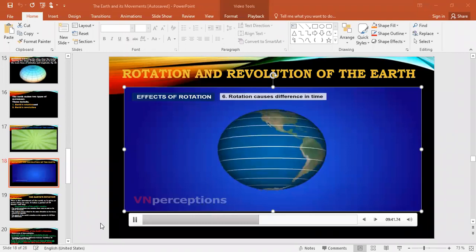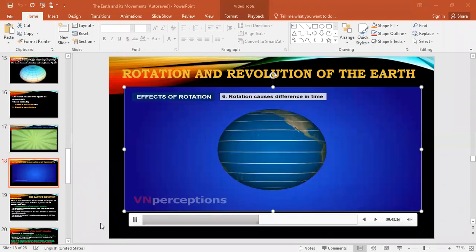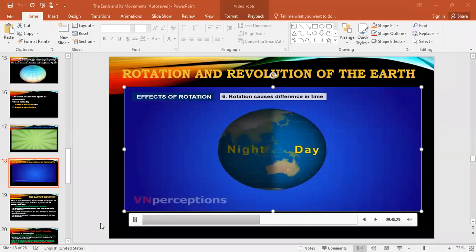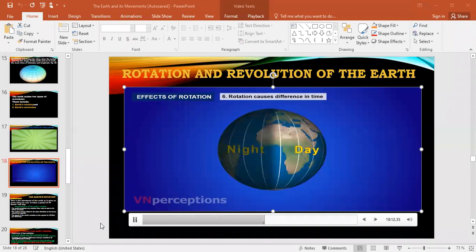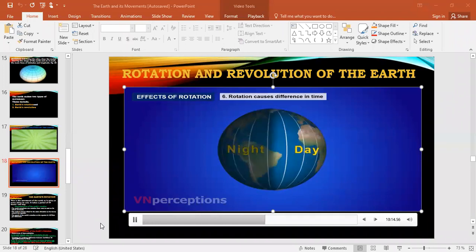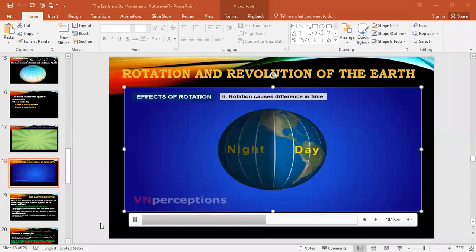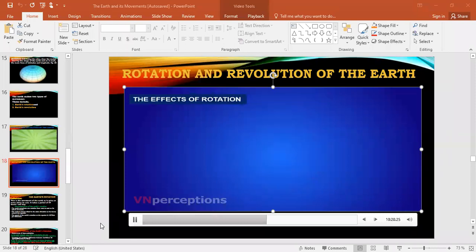Then rotation also causes difference in time, because when the earth is spinning, some part of the earth has day and some other part has night. Somewhere there is sunrise happening, and somewhere else the sun is setting. So different parts of the earth will have different times. Then the short rotational period makes the variation of temperature between day as well as night moderate. So neither day nor night is extreme, it is moderate. The rotation and revolution also cause seasons and variation in the length of day and night, and we are soon going to learn that.